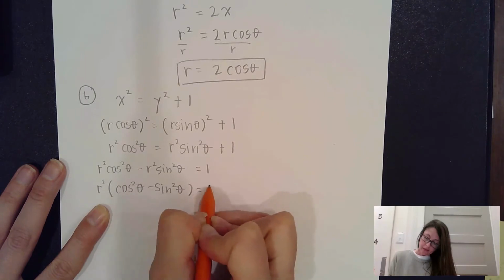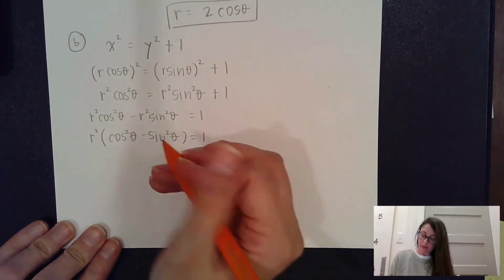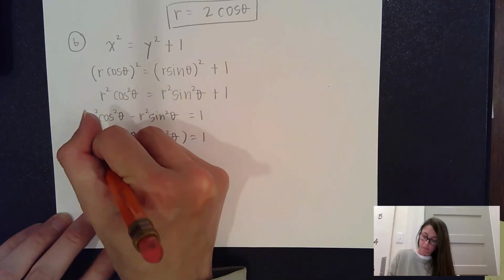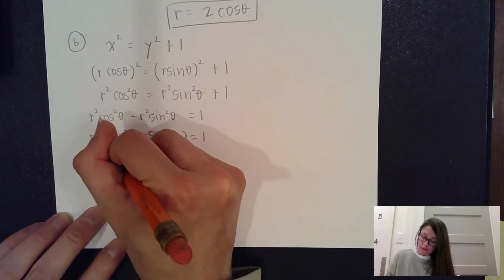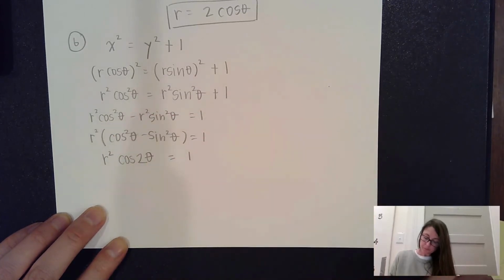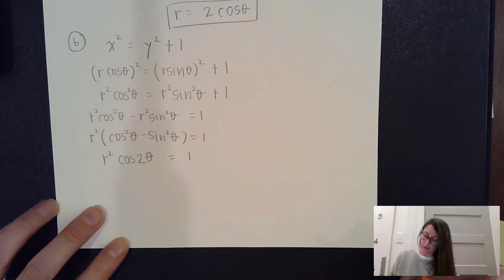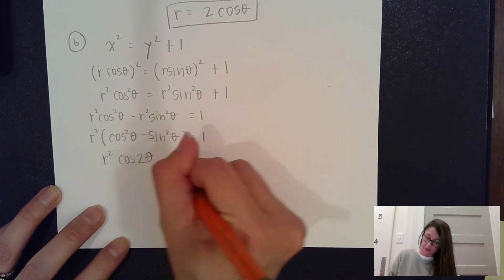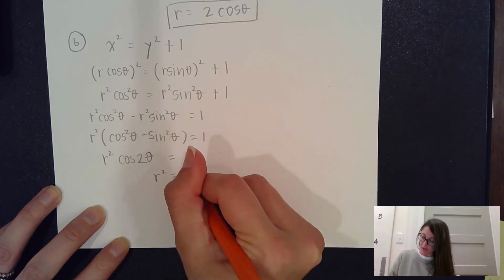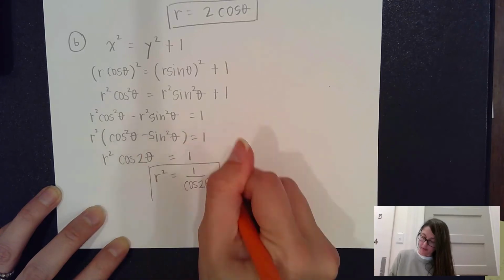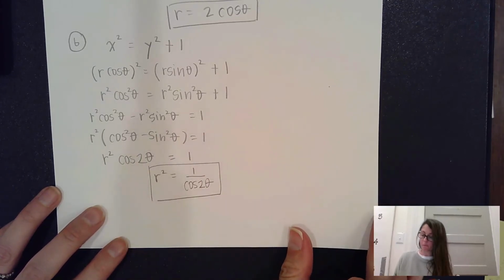Well, that's not 1 anymore, but remember, that is the double angle identity for cosine. So this will be r squared cosine of 2 theta. It's going to be equal to your 1 here. So if I did divide, I would have r squared is going to be equal to 1 over cosine of the double angle here. And that is a good enough answer for me.